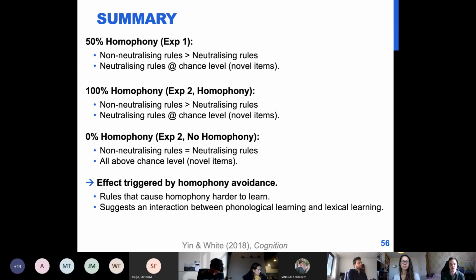That kind of interaction between lexical learning and phonological learning is not really predicted by a lot of models of phonology that are feed forward, say. So the fact that we have this interaction going on during learning is very interesting.